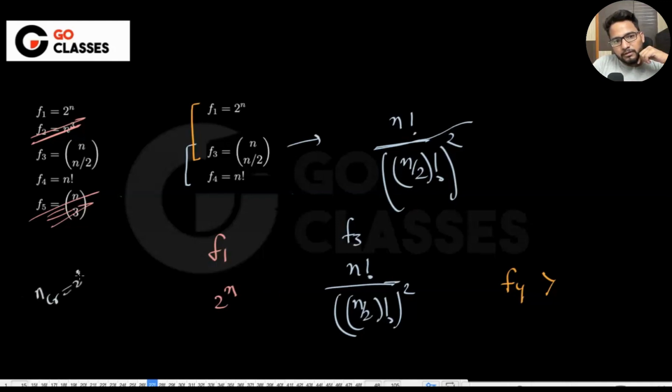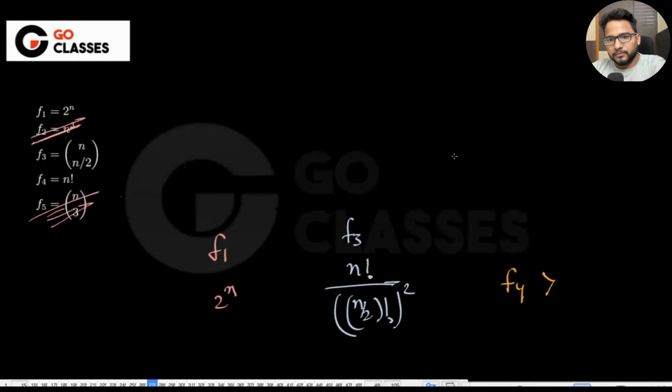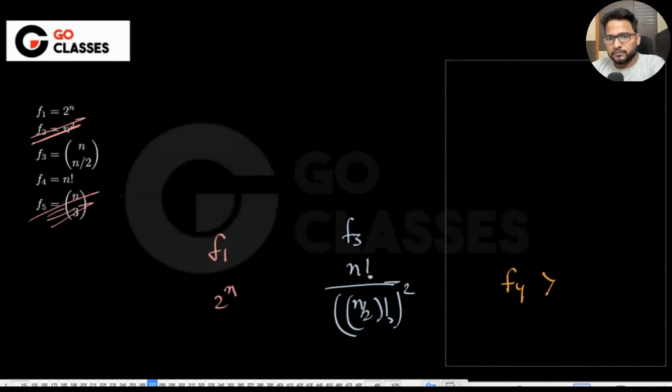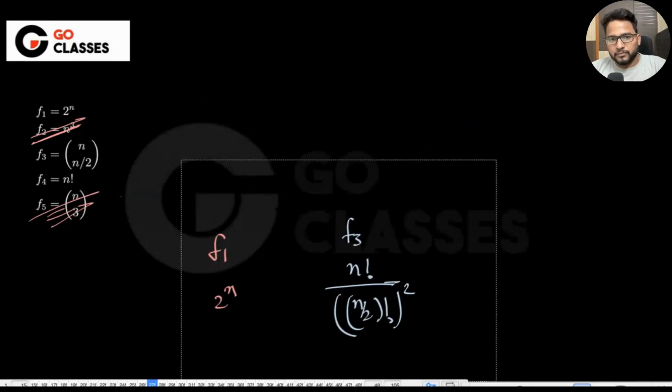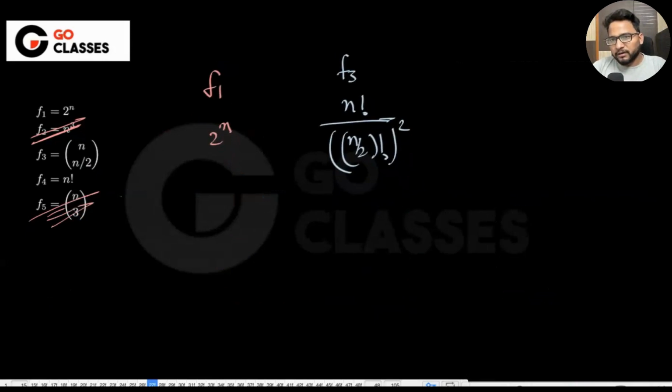NCR is 2 power n? No, it's not true. Okay. So what you can do, maybe, should I take log, or maybe before taking log, I can just multiply with this. Okay, sigma NCR. Yes, that is true. Sigma NCR from 1 to n, right? Let me just multiply this n by 2 factorial square both sides.